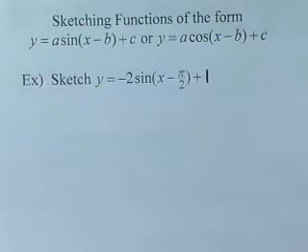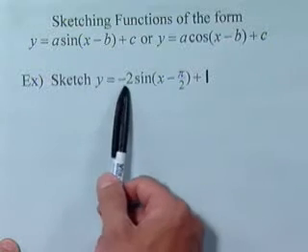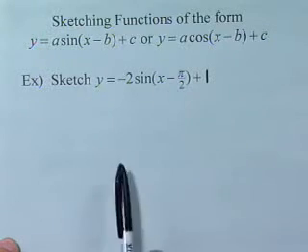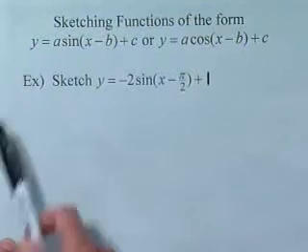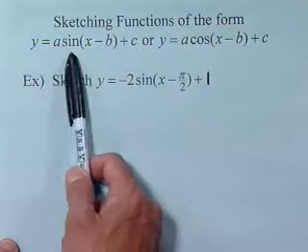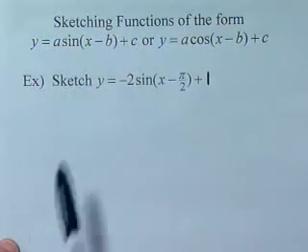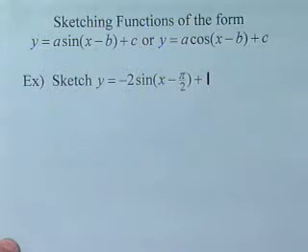Let's graph some more sine and cosine functions. This time we'll practice using amplitude, phase shift, and vertical stretches, or vertical translations, all in one problem. For example, let's sketch the function y equals negative 2 sine (x minus pi/2) plus 1. Notice it's in the form a sine (x minus b) plus c. Or we could graph a cosine function as well.